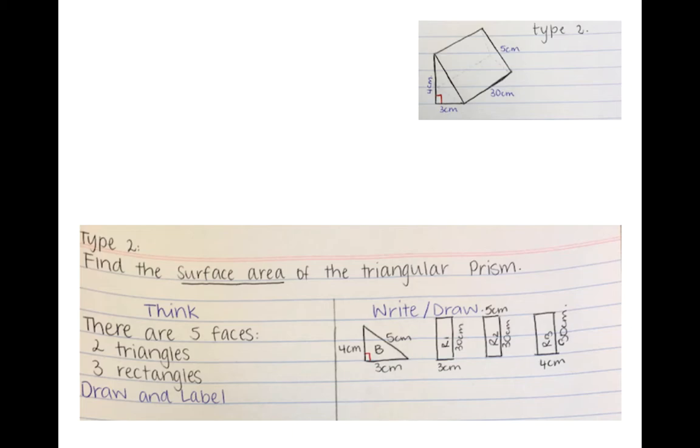Type 2, we also need to find the surface area, this time of a triangular prism. This time they will be using their knowledge of finding the area of a rectangle and a triangle as well. So in the thinking section, they are to know that there are 5 faces, 2 triangles and 3 rectangles. As there are 3 rectangles and none of them are the same, we need to draw out each of those and also draw out the triangle. They are to be labelled for an A standard as well.